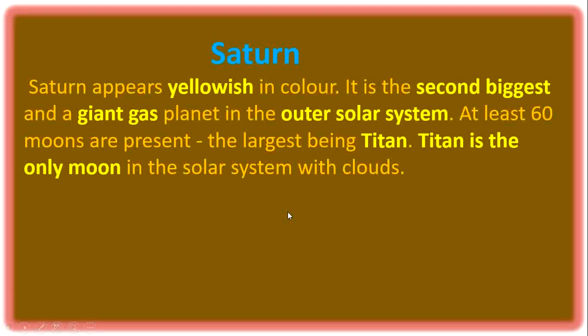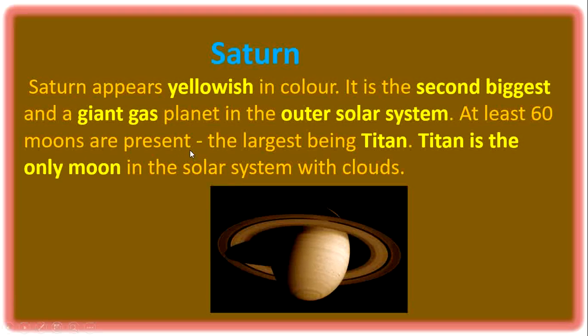Saturn. Saturn appears yellowish in color. It is the second biggest and a giant gas planet in the outer solar system. At least 60 moons are present, the largest being Titan. Titan is the only moon in the solar system with clouds. So which one is yellowish in color? Saturn. It also has the least density, 30 times less than the Earth. So this planet is also very light.